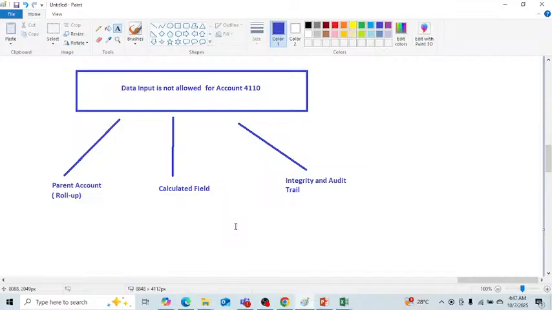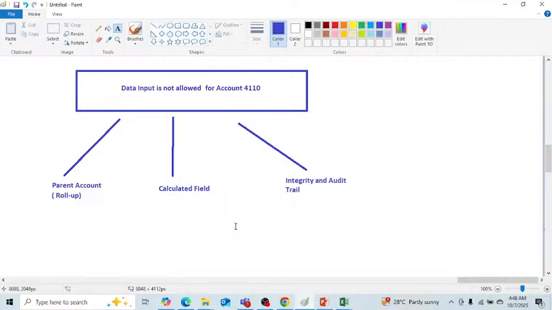So why is data input not allowed? The restriction on data input for account 4110 is a best practice rule enforced by the planning application, driven primarily by the data storage property. It will use dynamic calculation, and that fosters data integrity. Allowing a planner to input a number into 4110 while simultaneously allowing the system to calculate the total from the children would result in data conflict and inaccurate reporting.